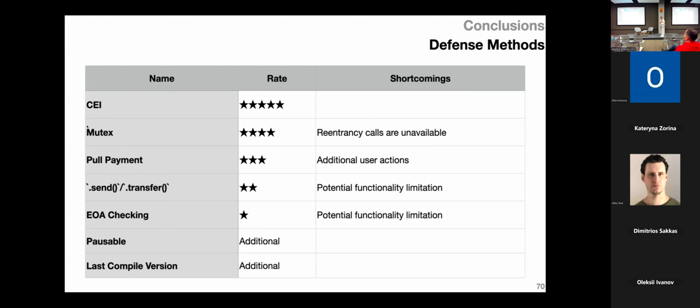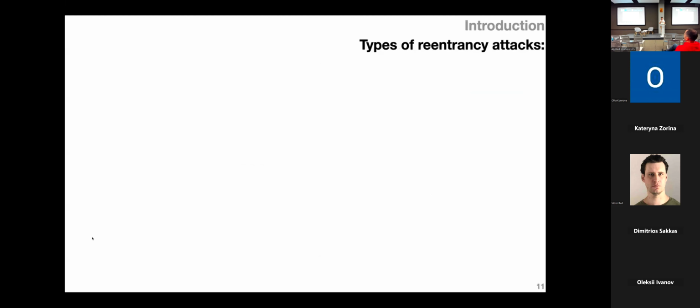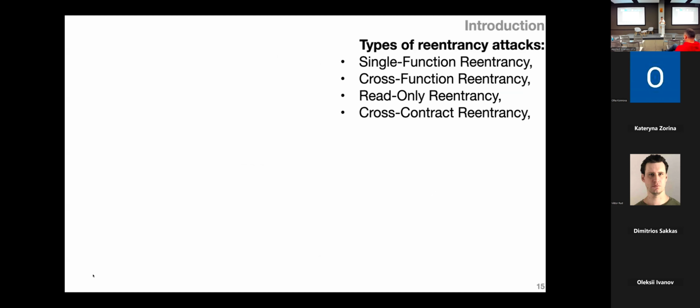Today I only talk about single function redundancy attack, but we have a lot of new types of redundancy attack, and we need more instruments for automatic search of vulnerabilities in contracts. So I plan to research binary code, sort of.